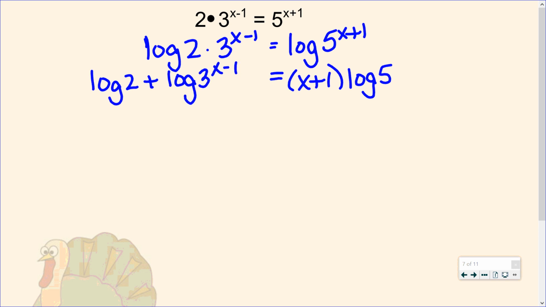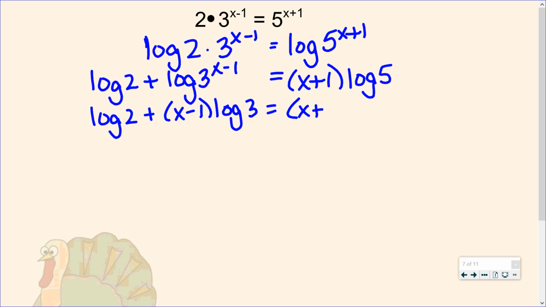Now you can bring that power down. So log 2 plus x minus 1 log 3 equals x plus 1 log 5. Now it looks nasty, but remember log 2, log 3, log 5, those are all just something you can get a decimal approximation for in your calculator. So it really is just a linear equation.